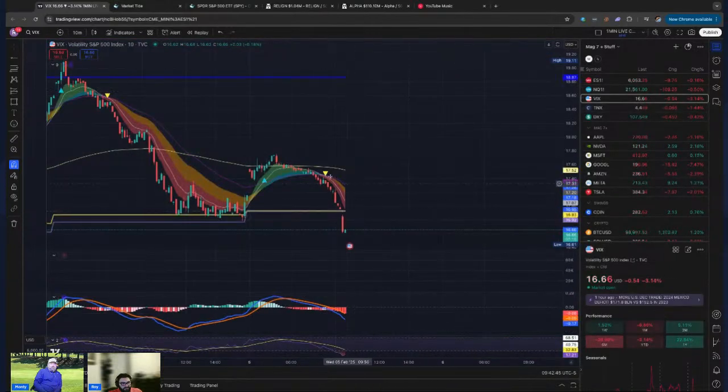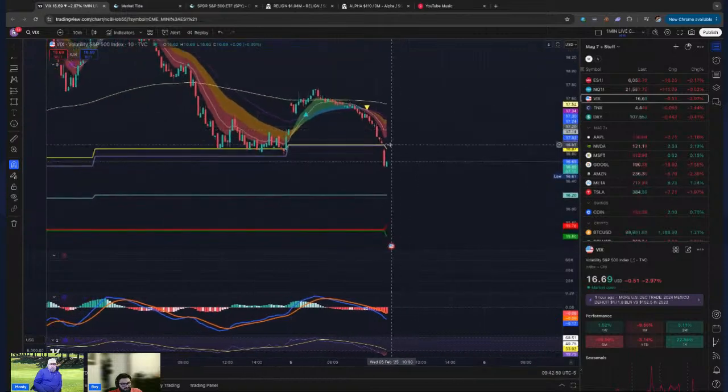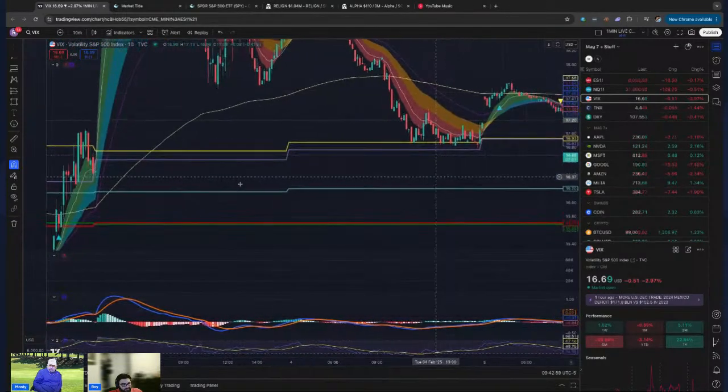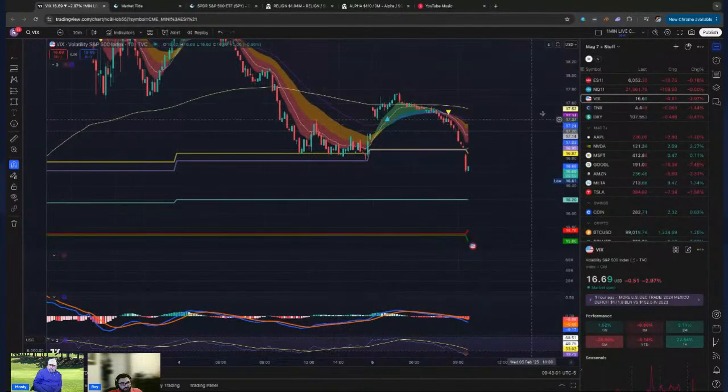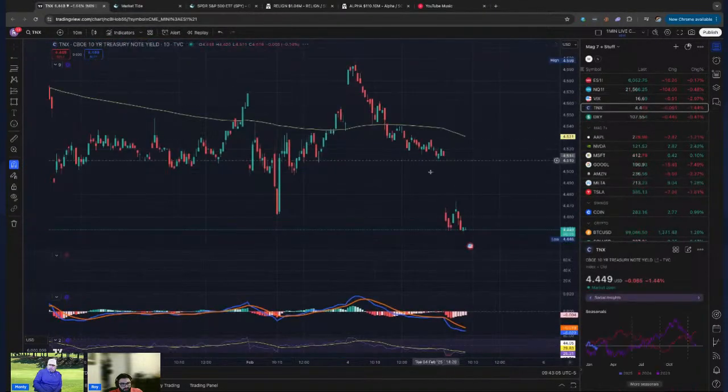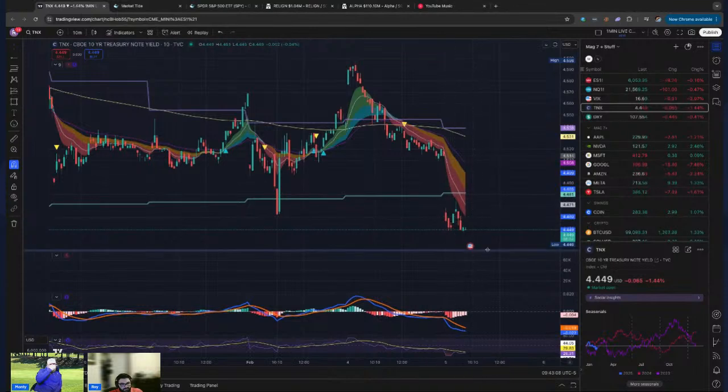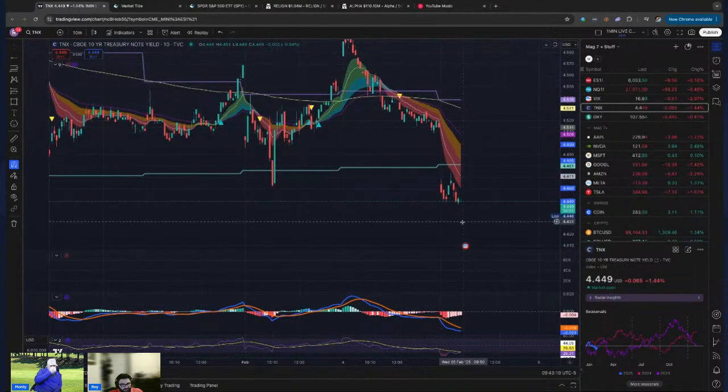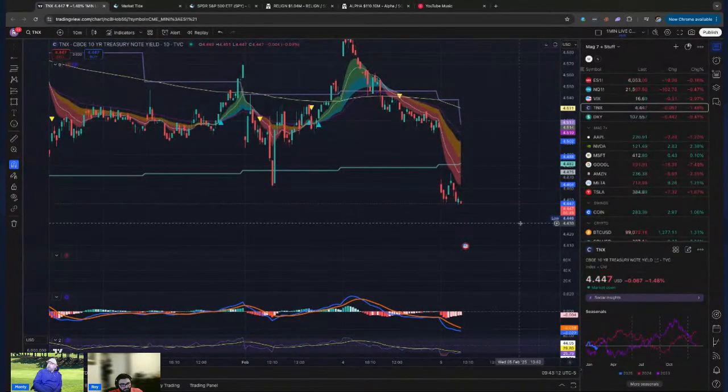VIX is at 16.66. Nasty opening candle on the VIX, and it's got a little green candle here, but it's breaking levels now of low of week. So we're getting back to Friday of last week. And TNX gap down as well, so it's now under 4.5, 4.44.